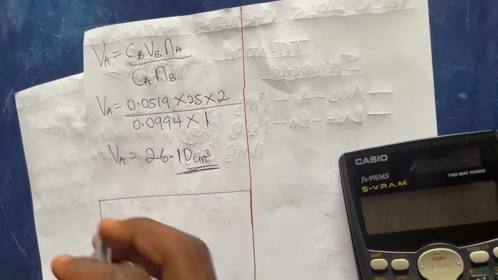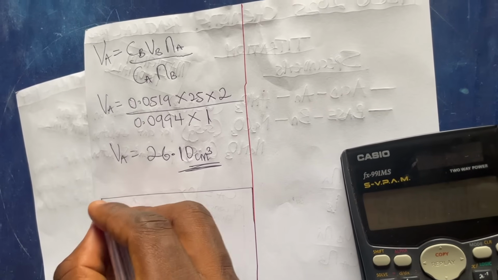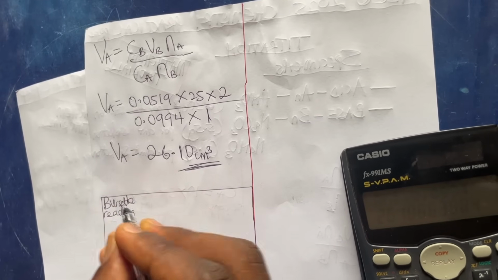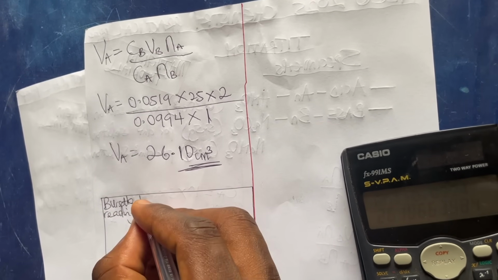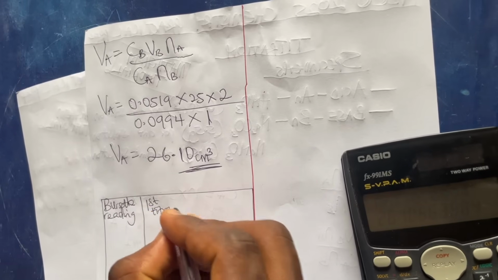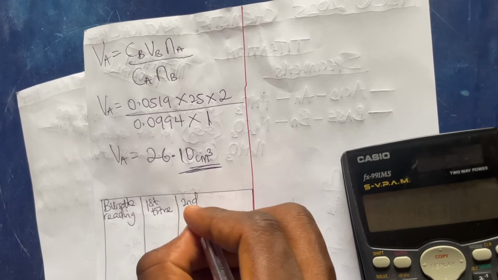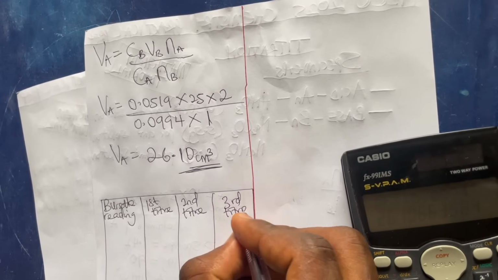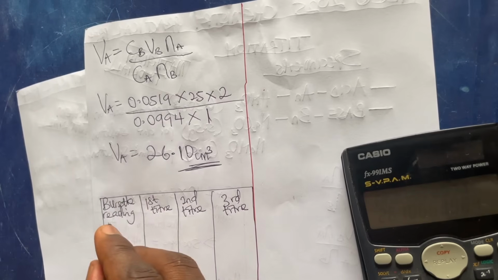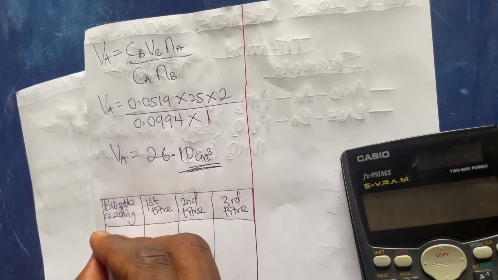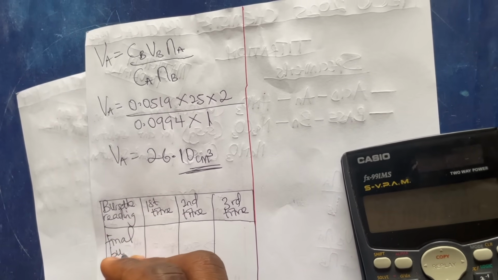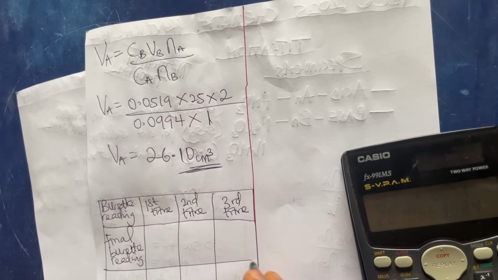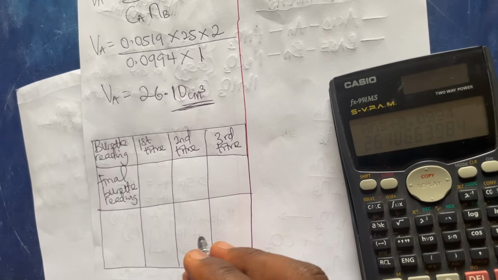If I write here Burette reading, then here I write my first titre, here my second titre, and here is my third titre, as you can see. So here will be the final Burette reading. The next one will be the initial Burette reading.